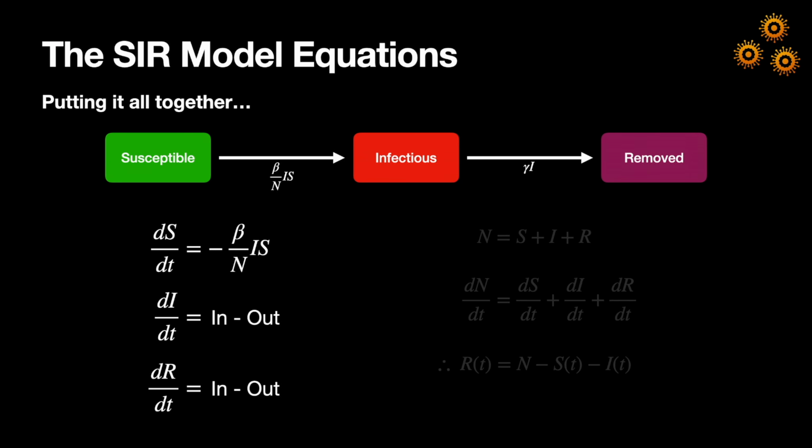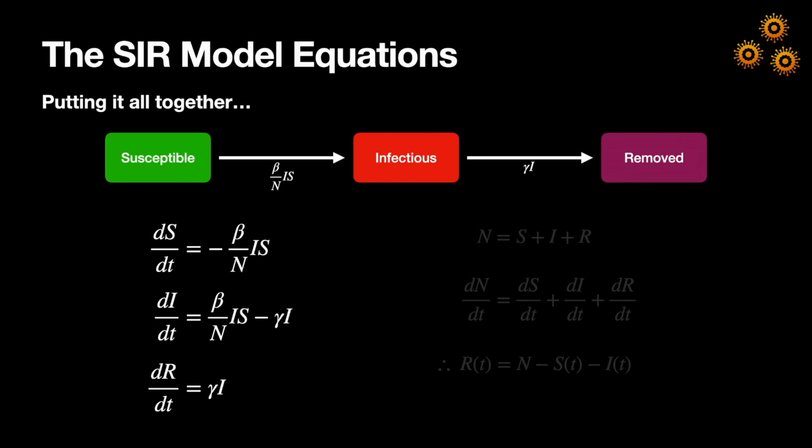On the other hand, the infectious box does have in and outflows, so overall we're going to say that it's the flow in, which is beta over N times I times S, minus gamma times I. And then the removed box only has a flow in. So dR/dt will be gamma I. So this is our continuous model for how populations move from one box to the next.